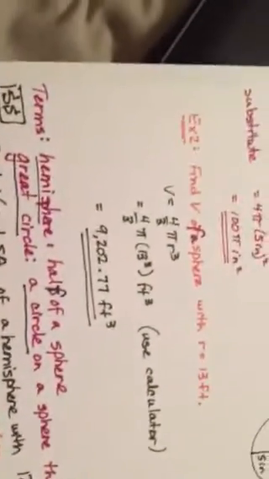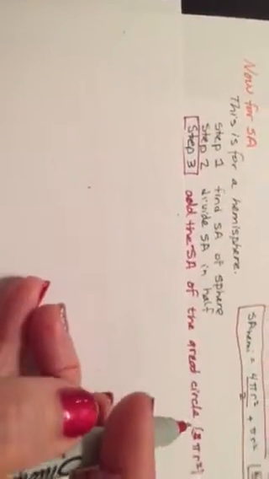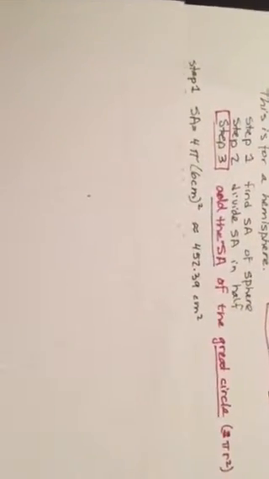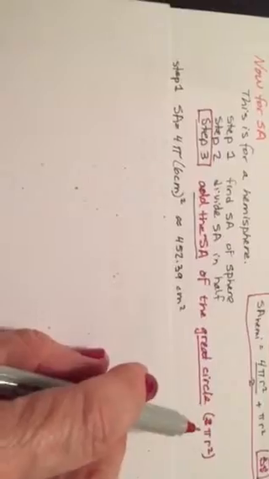Let's go on to the surface area of the hemisphere. And remember, we have to do something a little bit different. Step 1, we're going to find the surface area of a full sphere. Step 2, divide the surface area in half for the hemisphere. Step 3, add the surface area of the great circle that has been found because it is a hemisphere. And of course, that is simply the area of a circle, which is pi r squared.